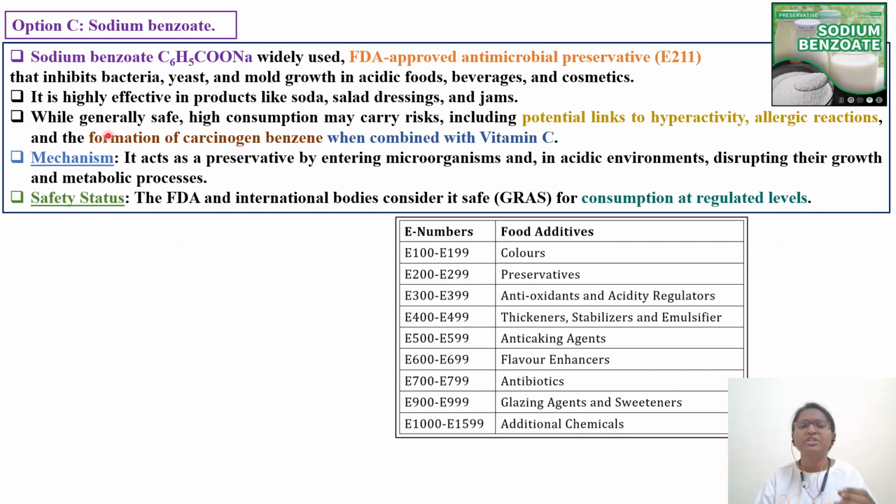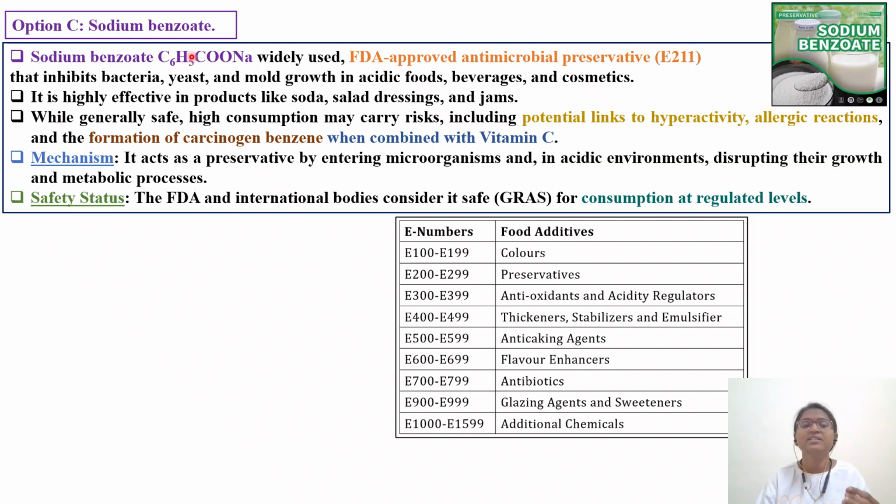Sodium benzoate is generally safe, but at high consumption it may carry risk. And what are those risks? Hyperactivity, allergic reactions. Most importantly, whenever it comes in contact with vitamin C in your drinks, since it is a component of soda, it will form a carcinogenic substance, that is benzene. Benzene is well known; it has been reported that the carcinogenic risk is associated with the benzene ring.